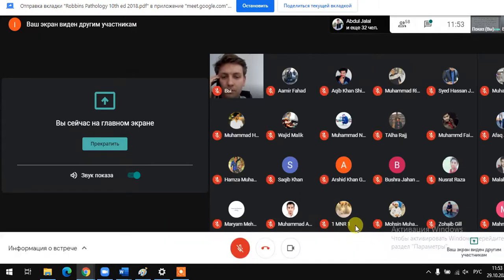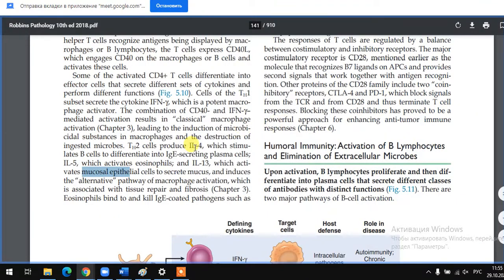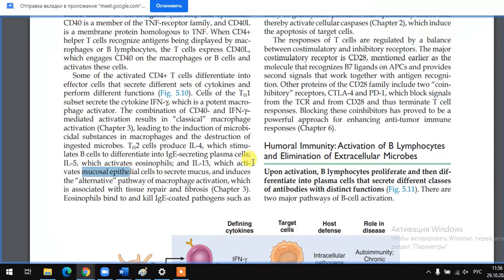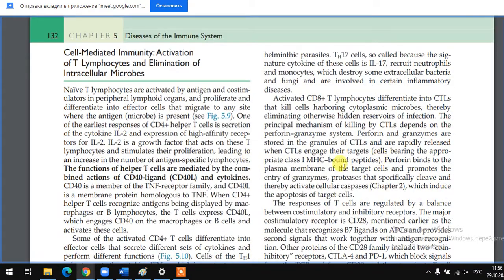Yes, sir. So these mucosal epithelial cells secrete, and this also helps to eliminate the offending agent, especially if we talk about parasites or any other protozoa. We will discuss it in the last topic of the semester.